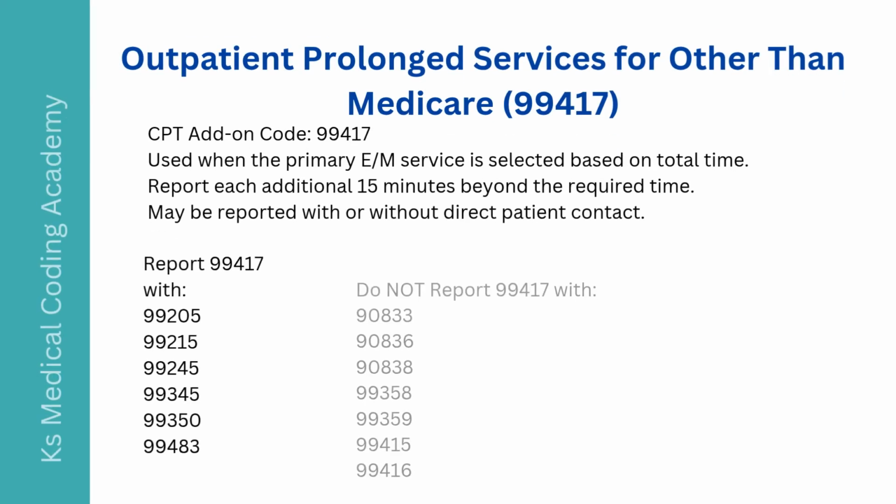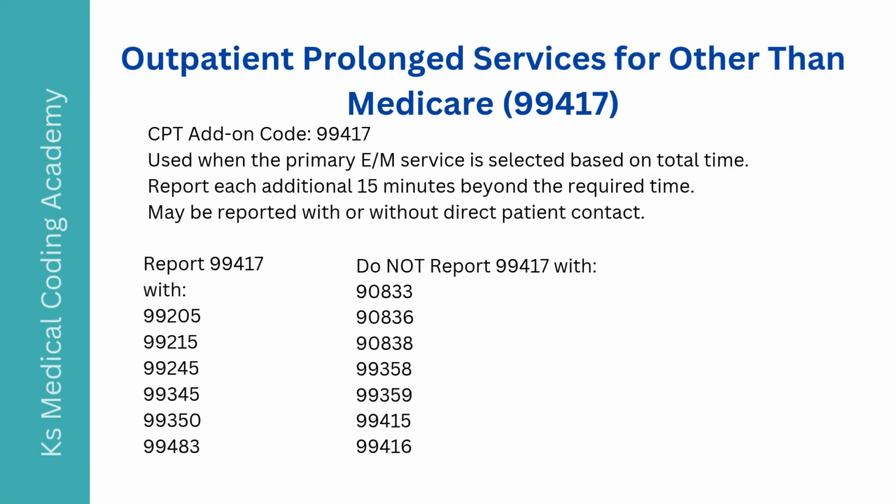This slide explains CPT code 99417, which is the prolonged outpatient EM add-on code used for patients other than Medicare. Report 99417 only when the primary EM service has been selected using total physician or qualified healthcare professional time. 1 unit of 99417 represents each additional 15 minutes beyond the required time for the primary service and may be reported with or without direct patient contact.